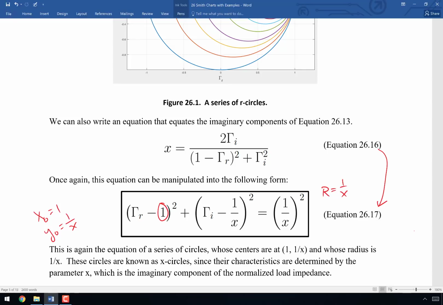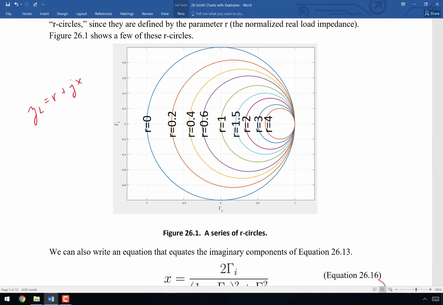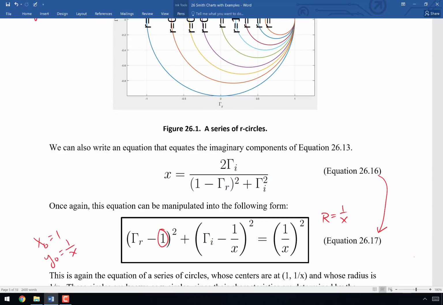Again, if you give me a value of x, I can draw you a circle. And the x, by the way, can be either positive or negative. Up here with the R circles, we never did any negative resistances because negative resistances aren't physically possible. But negative imaginary impedances certainly are. We can have negative imaginary impedances simply by putting a capacitor into the circuit.